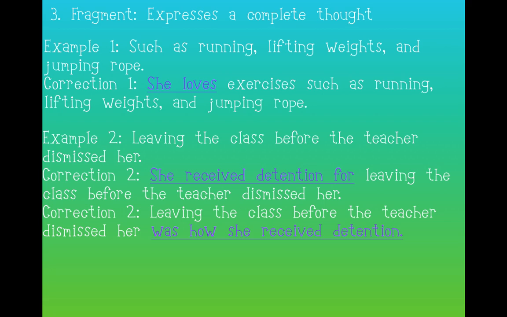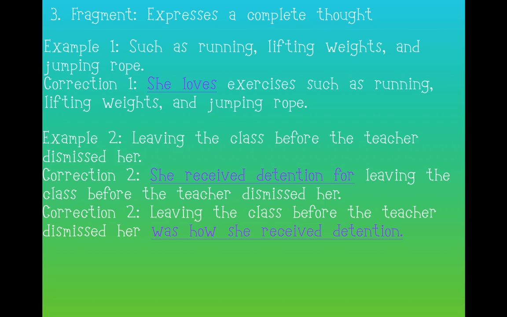Here are examples of fragments not expressing complete thoughts. Example 1: "Such as running, lifting weights, and jumping rope." Here's the correction: "She loves exercises such as running, lifting weights, and jumping rope." This is an error that I see a lot in your writing. If you have an example, for example, or such as, it has to be connected, or it has to have that subject and verb in the sentence. It can't just be on its own.